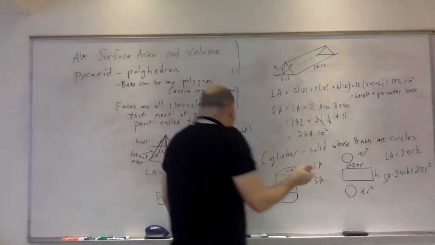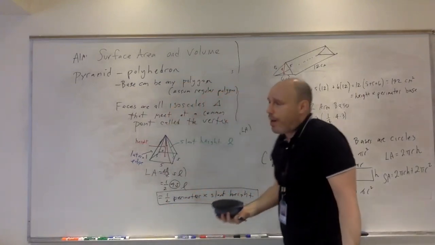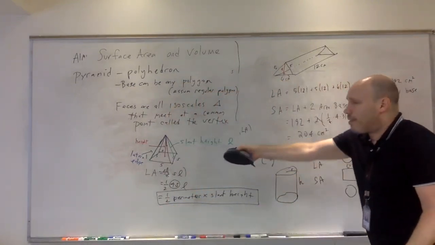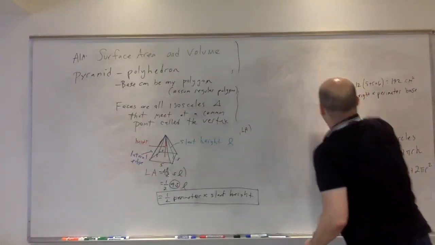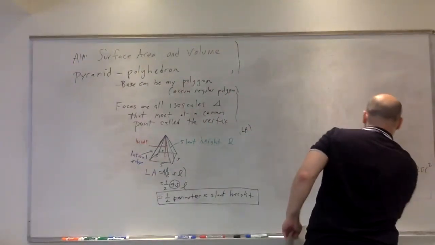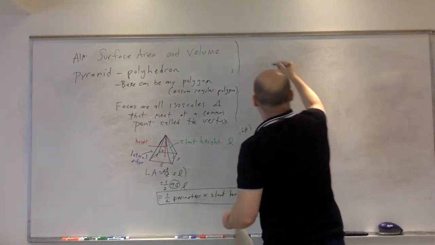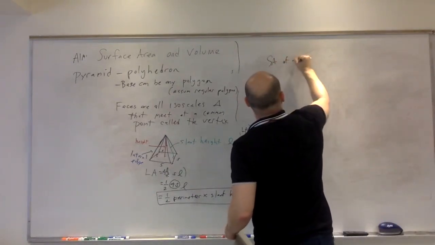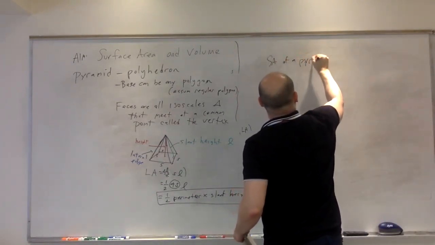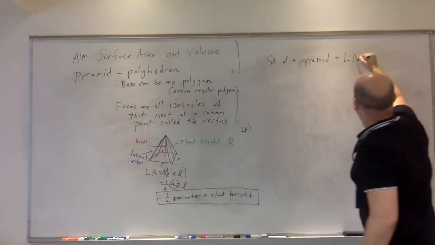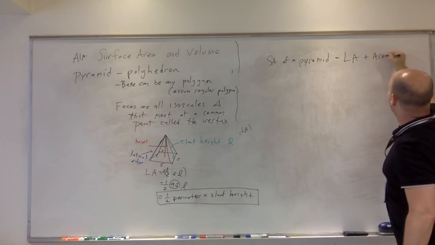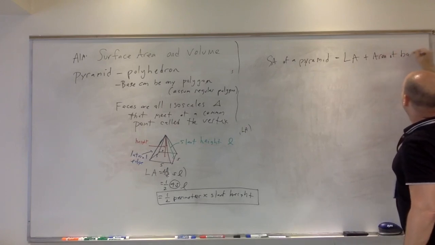And then the last part simply is, what is the surface area? Well, it's the lateral area plus the area of the base. So the surface area of a pyramid is equal to the lateral area plus the area of the base.